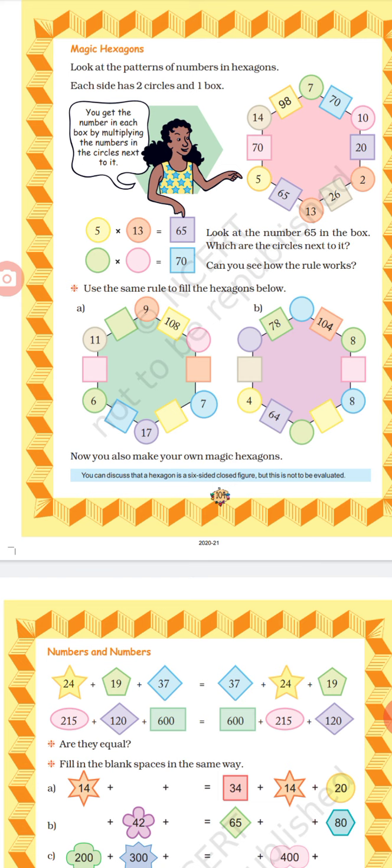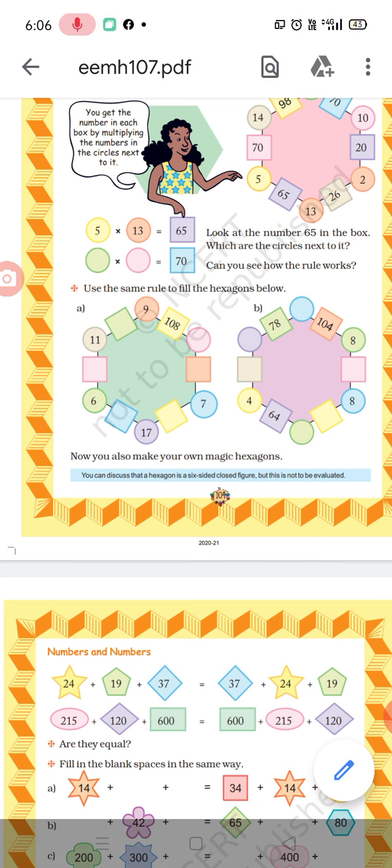Yesterday, we started magic hexagons from page number 104. What is the meaning of hexagon? First of all, a hexagon is a polygon that contains six sides. As you can see here, the pink color box is given, right? It is a hexagon which has six sides. So a hexagon is a polygon which has six sides.